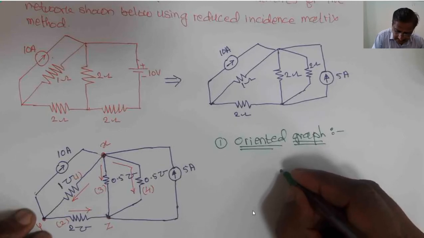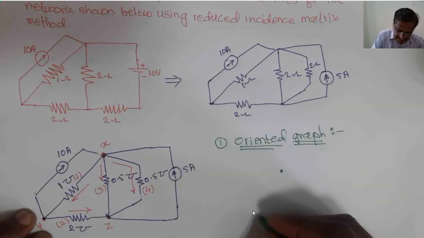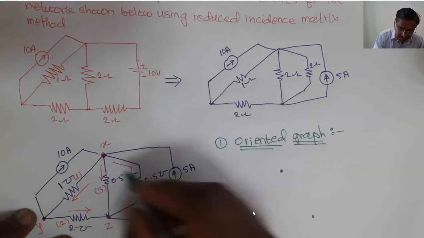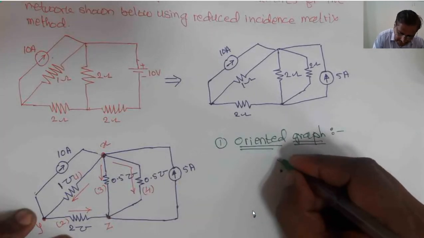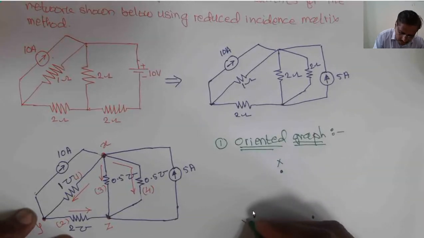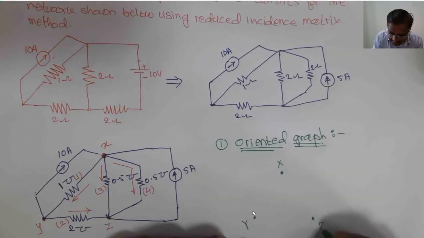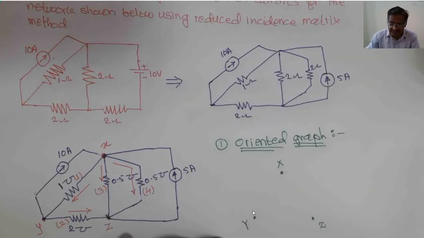Now, while drawing the graph, this is one point. This is the second point. This will be the third point. I will call this node X, this node Y, and the next point is nothing but node Z. Now connect the respective branches between the respective nodes and give the direction to those branches, and we will get the oriented graph.